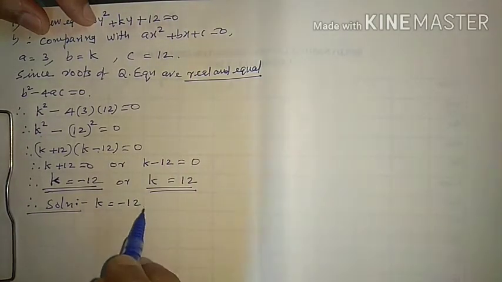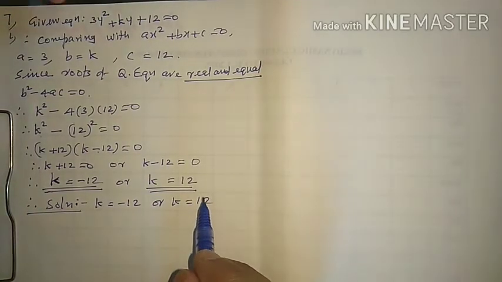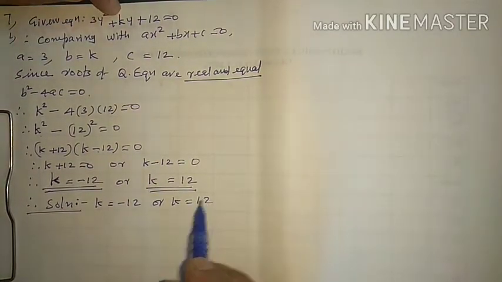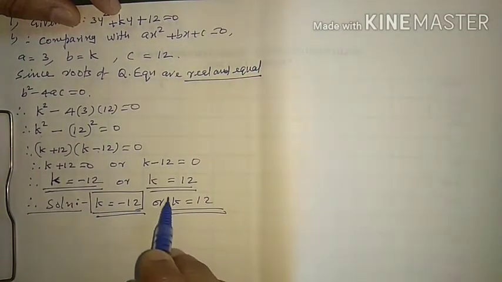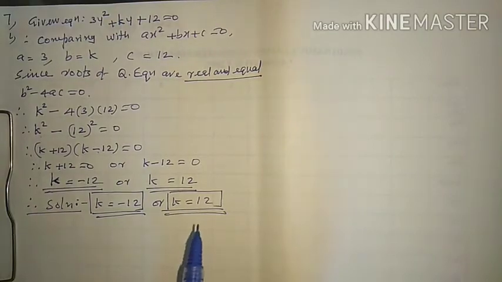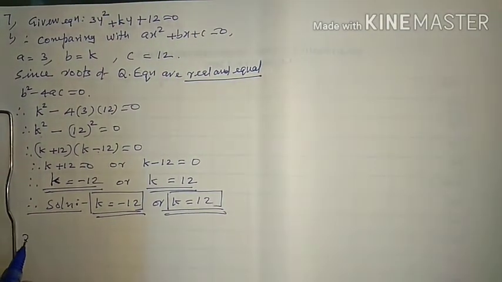K equal to minus 12 or k equal to plus 12. This k value may be plus 12 or minus 12. This is question number 1 of question number 7. Second question also we do now.